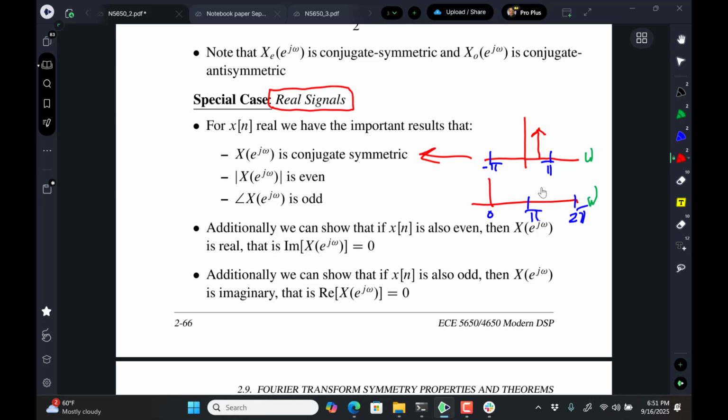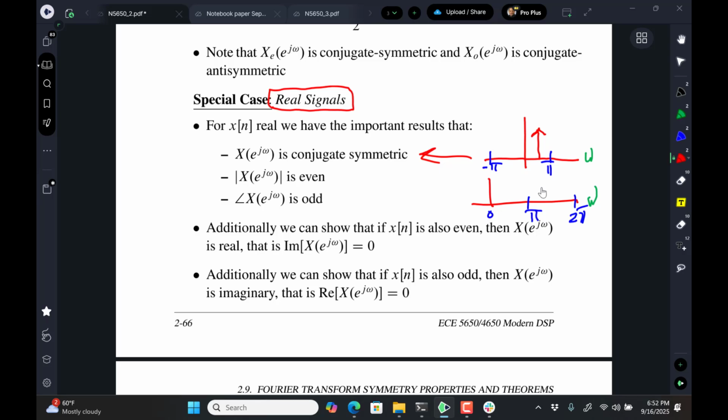It may never be of interest to you to do anything but real signals. If you did audio, fine. For me, doing communications, complex signals are the norm, pretty much. At any rate, the important property of a real signal is that it is conjugate symmetric, which means that the magnitude is even. So if we're centering it on 0, it's even, and the phase is odd.